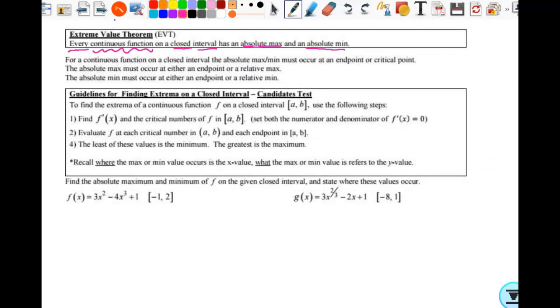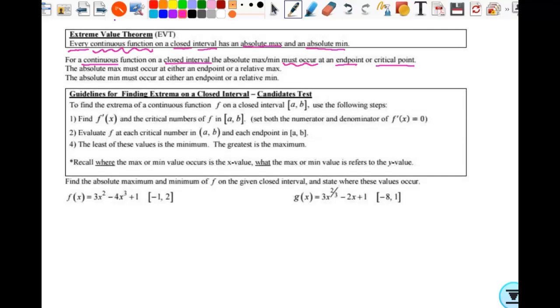Okay, it has to be continuous, because if it's not continuous, then it just doesn't work. It has to be a closed interval because you can't have arrows, because that goes to infinity. Infinity is not a value. So it says for a continuous function on a closed interval, the absolute max and min must occur at an endpoint or a critical point. The absolute max occurs at either an endpoint or a relative max. We know how to find the relative max, right? And the absolute min must occur at either the endpoint or a relative min. We know how to find the relative max and mins. That's what we were doing on the other pages of these notes.